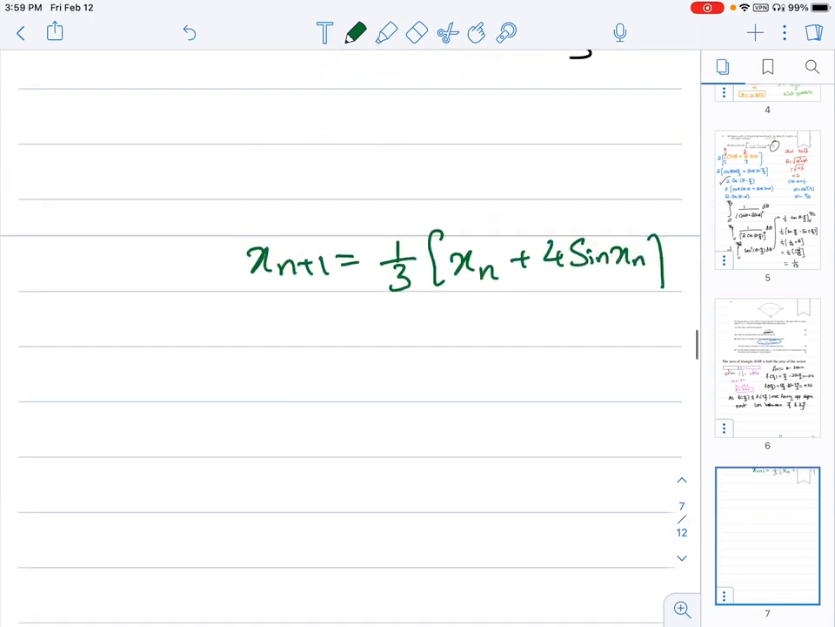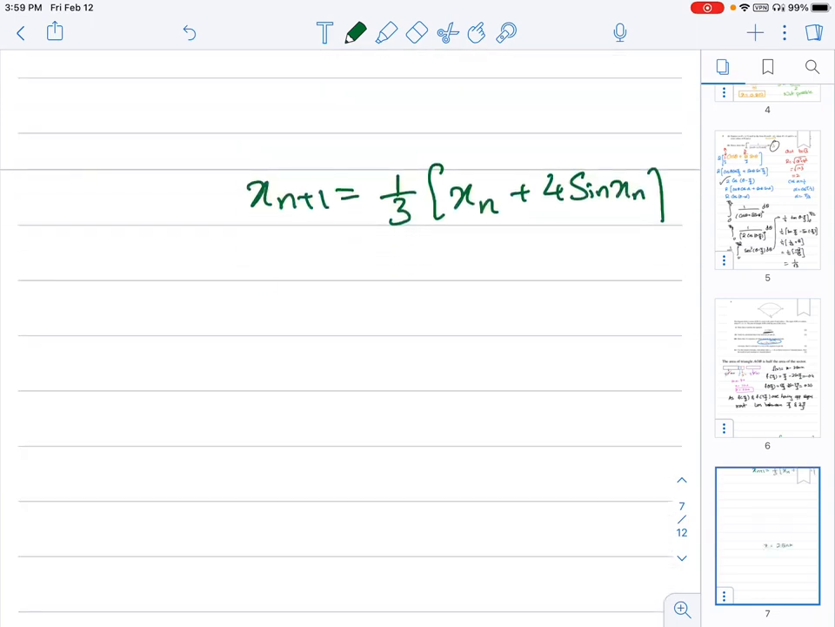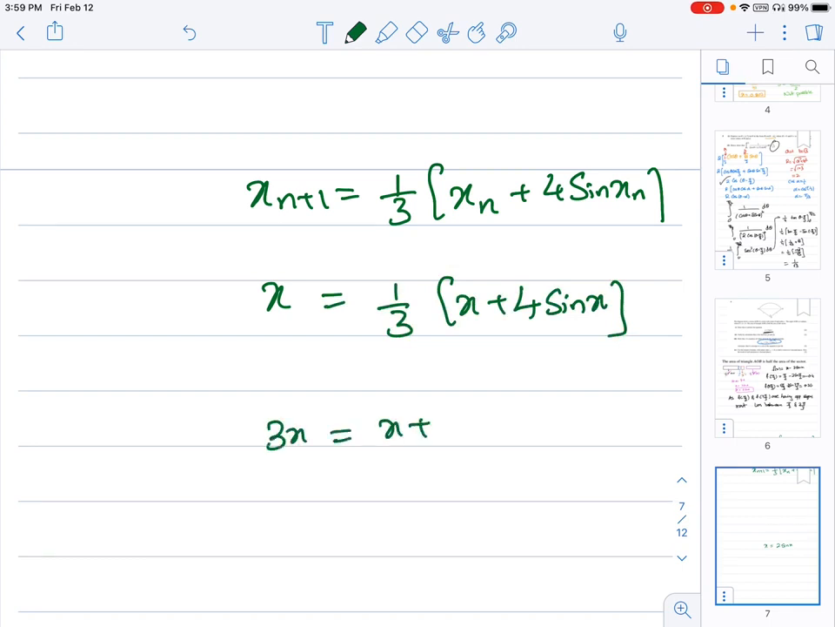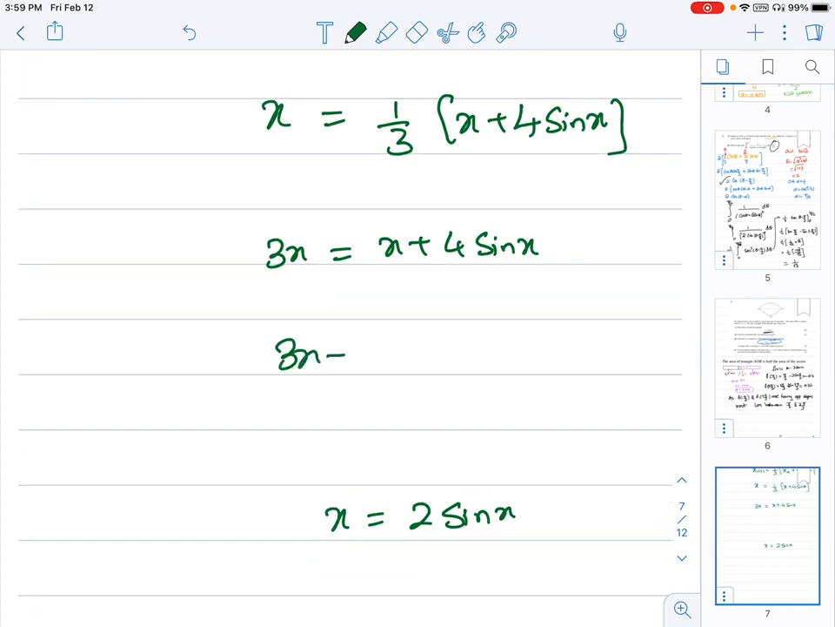So what am I going to do? First take away the subscripts: x is equal to 1 upon 3 times x plus 4 sin x. Then cross multiplication, 3x is equal to x plus 4 sin x, then 3x minus x is equal to 4 sin x, then 2x is equal to 4 sin x, then divide by 2 on both sides. That's it. You get the answer.